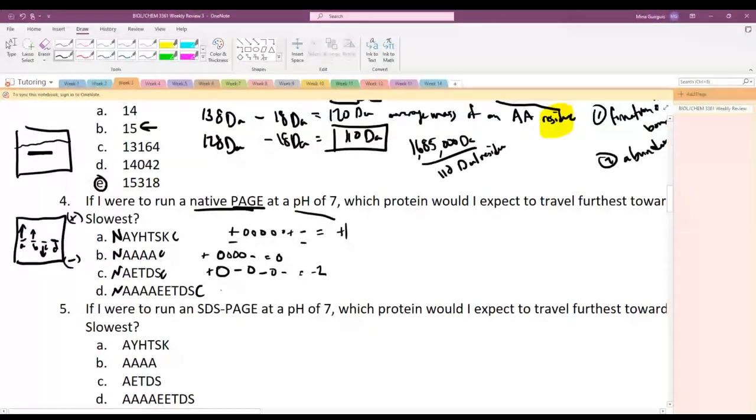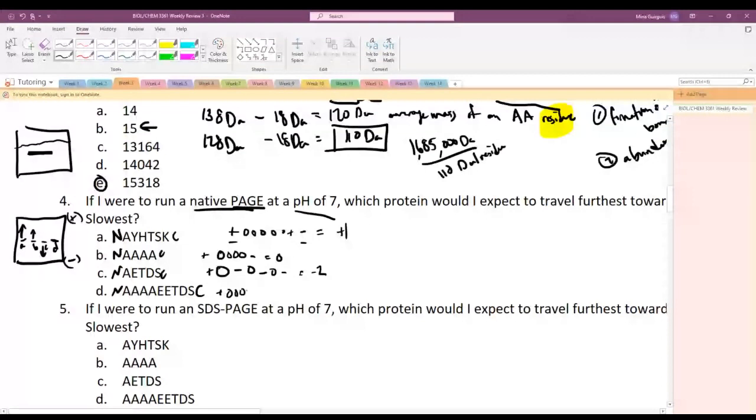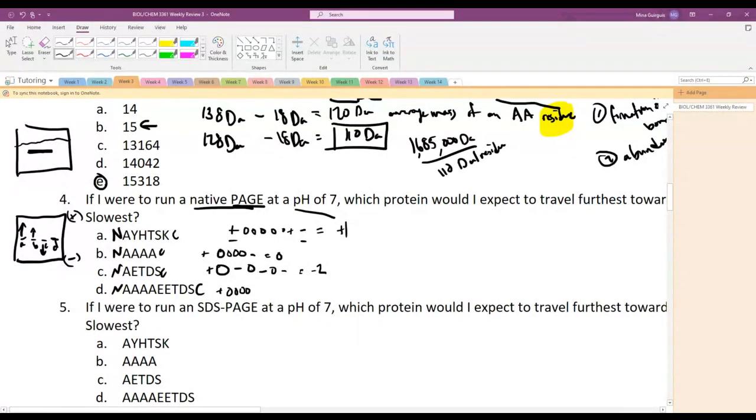And then finally, D, the N-terminus is positive. The 4 alanine are all neutral. The 2 glutamates, just like above, are negative. The T, and actually this is very similar to the one right above, the T is neutral, the D is negative, the S is neutral, and the C-terminus is negative, so that adds up to -3.